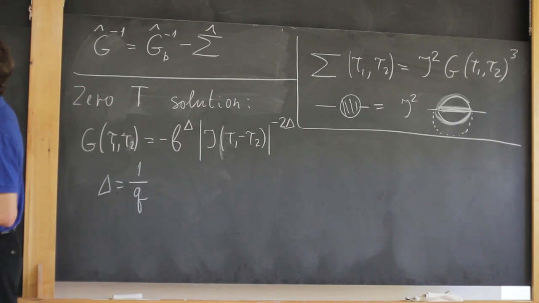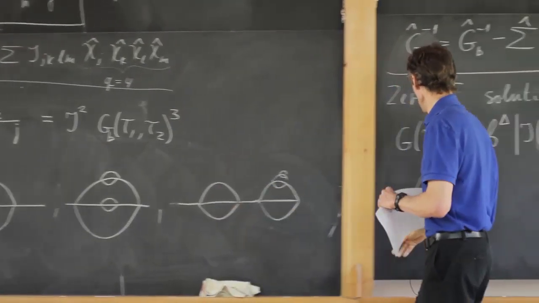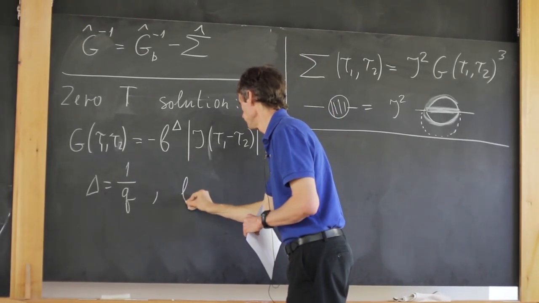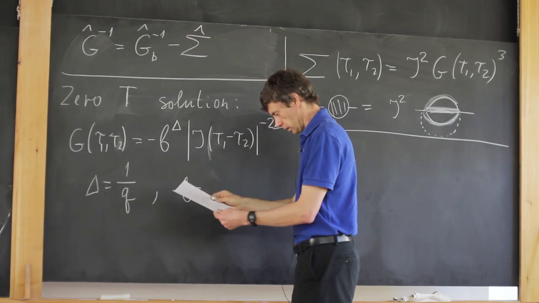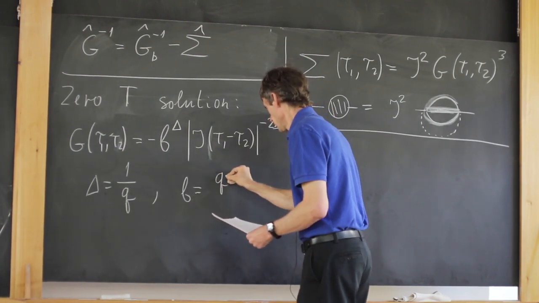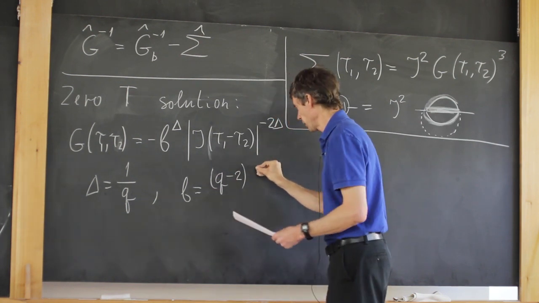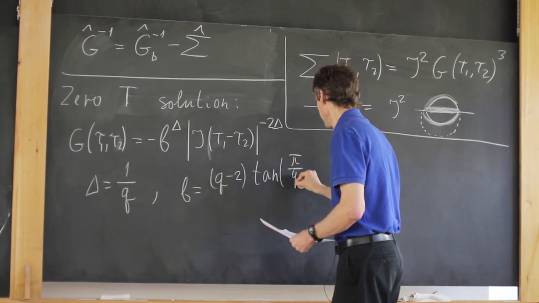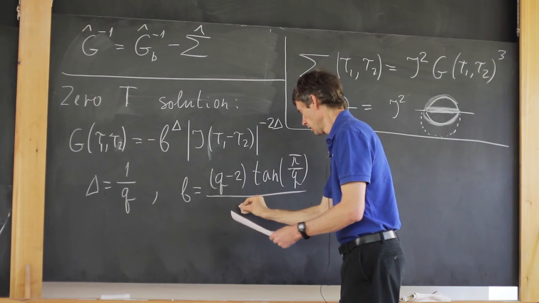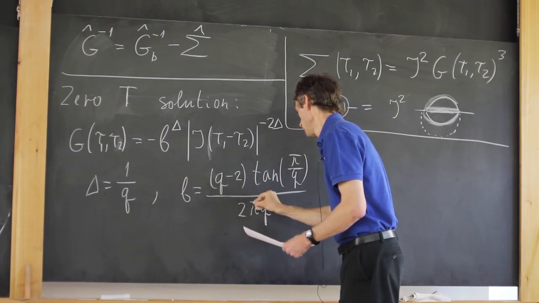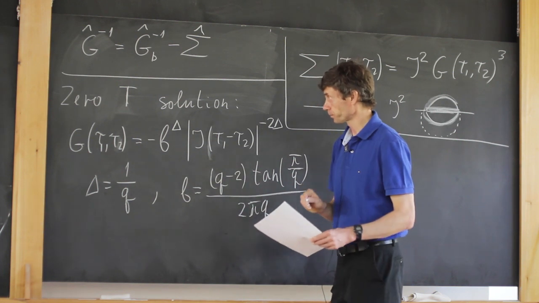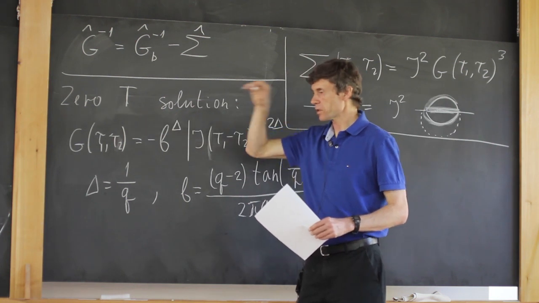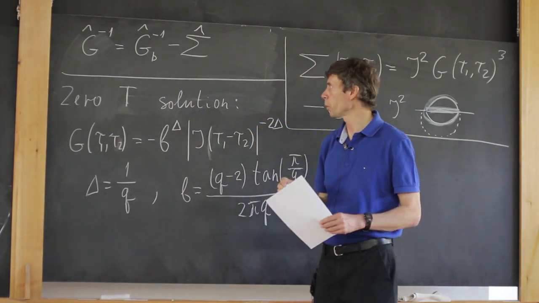Q is the number in the definition of the model, the number of Majorana fermions interacting with each other. And B is given by some expression with little physical meaning. Just some numerical factor. So this is the zero temperature solution, and it's obtained in the following way.